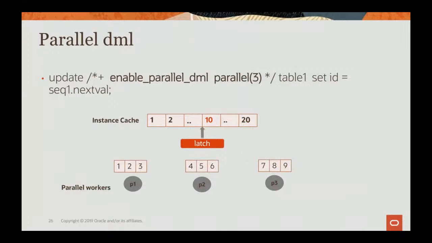So since they have their own local worker cache and they basically pick values from the instance cache, they eliminate the need to get any kind of lock or latch on the worker cache. And because the SQNQ and the sequence latch are only gotten by the session that initiated the query, so basically the parent.